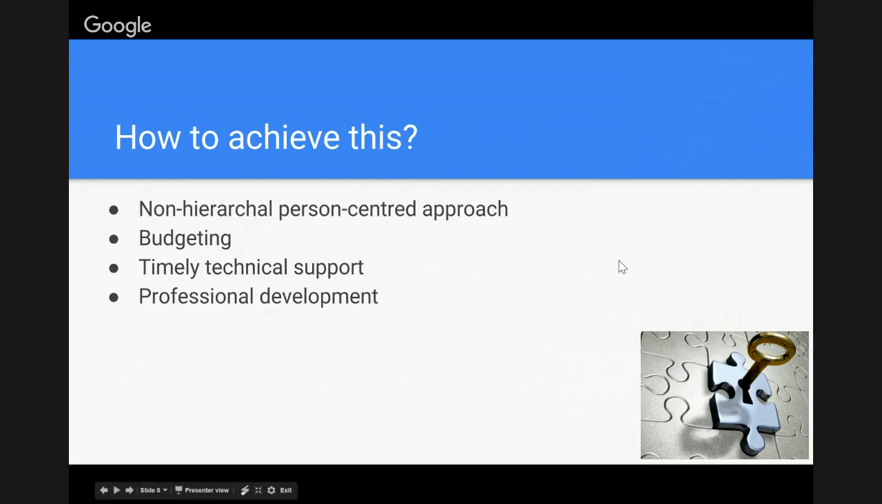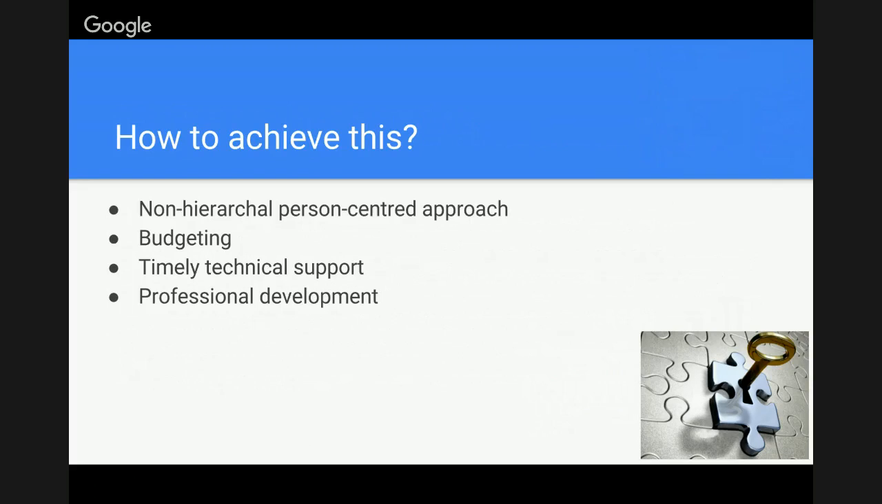Hi, thanks, Lisa. So how can we overcome these issues and obstacles? Well, first of all, we need this non-hierarchical, person-centered approach to make sure that there's a common goal amongst leadership, teachers, and students, and make sure that we all work together. We also need the budgeting for technical support costs, as well as the costs of ongoing professional development.